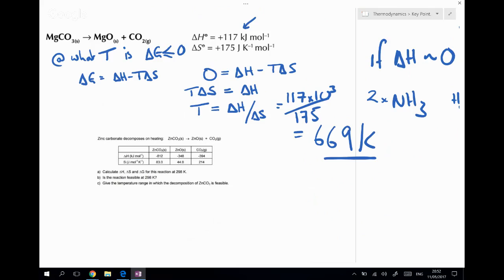Now, for this particular example, because the enthalpy change is positive, and the entropy change is also positive, what that means is that this is the temperature above which this reaction becomes feasible. So this is at all temperatures above 669 Kelvin.